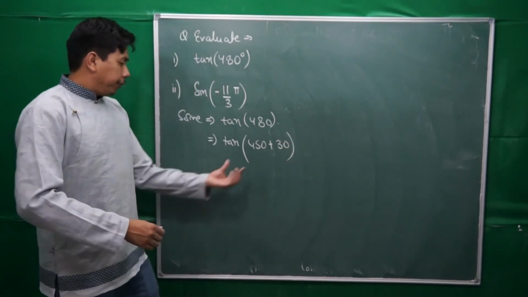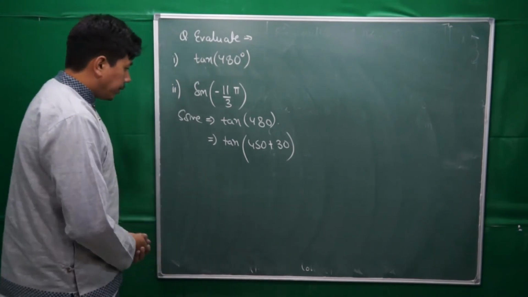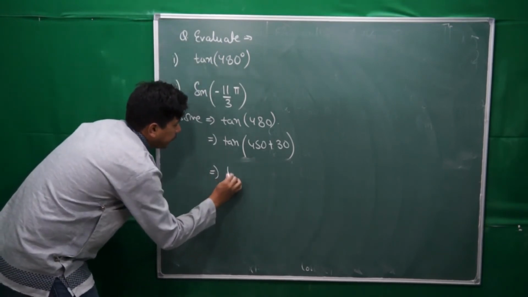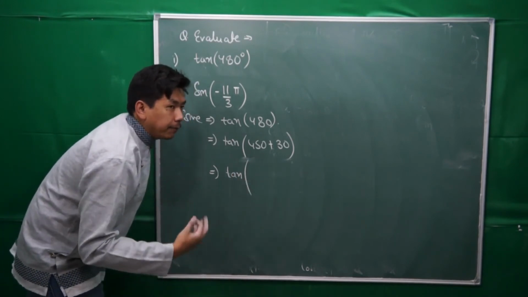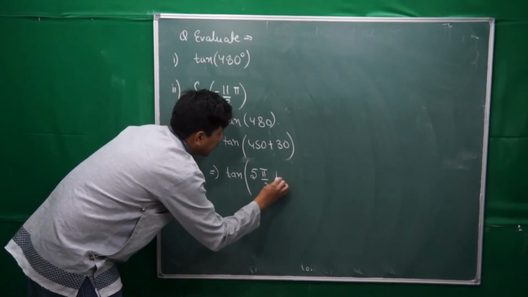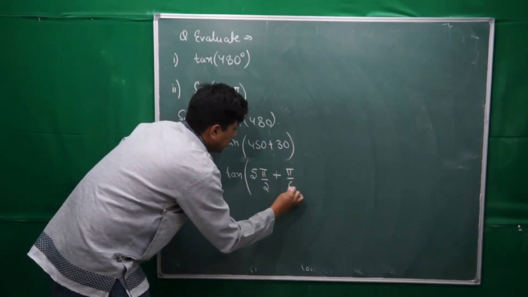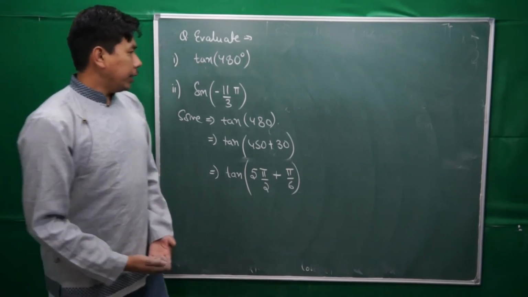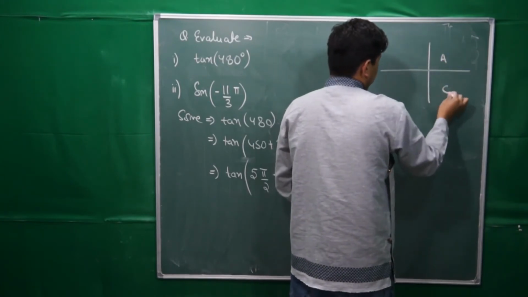Now 450 is a multiple of 90 degrees. Simple. So let's convert it into radians and see what happens. We have tan of 450 plus 30, and 450 is 9 fives are 45, so 5 pi by 2, plus, instead of writing 30, I'll be writing pi by 6. Clear? Now you need to consider in which quadrant it is going to fall.